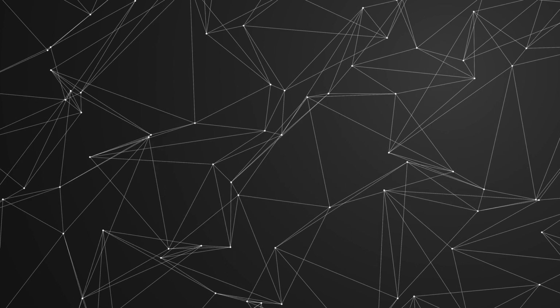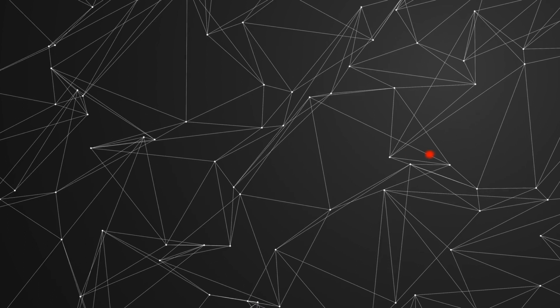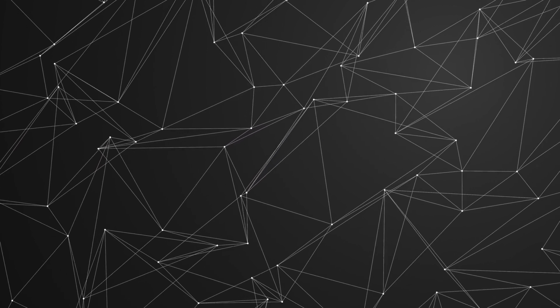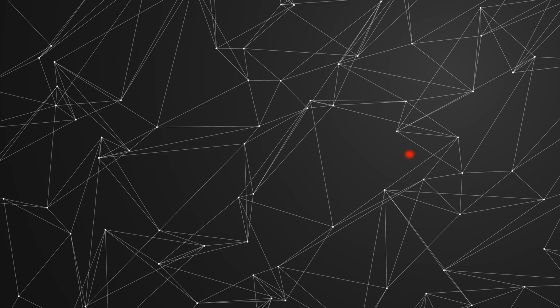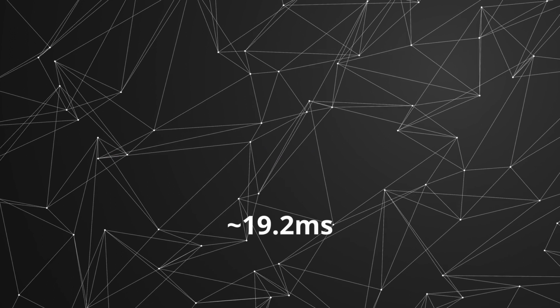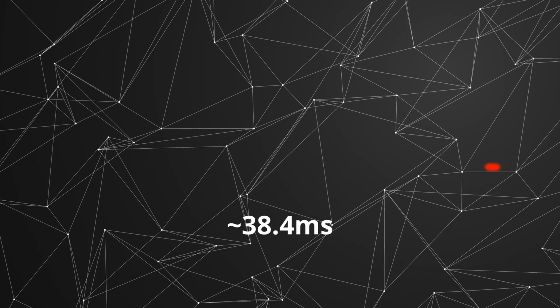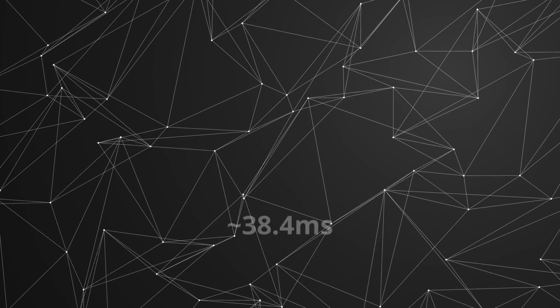In a vacuum, that means that photons could travel the distance from Ashburn to San Jose in about 12.6 milliseconds. If we had a single strand of unbroken fiber going that distance, we could send a pulse of light from one end to the other in about 19.2 milliseconds. Add a mirror on one side, and that round-trip speed is about 38.4 milliseconds.